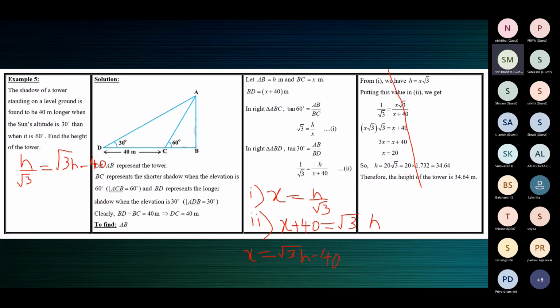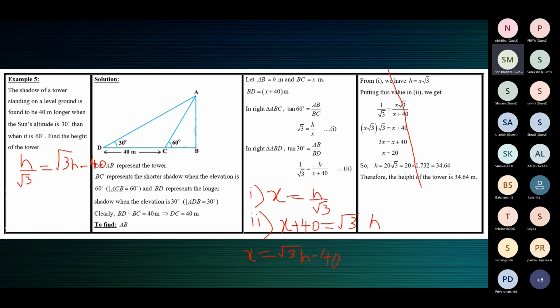So we have two expressions for x. X is h by root 3. X is also root 3h minus 40. So equate both. H by root 3 is equal to root 3h minus 40. Equate this, you will get the value of h straight away. That is 20 root 3. You will not get 20, you will get 20 root 3.